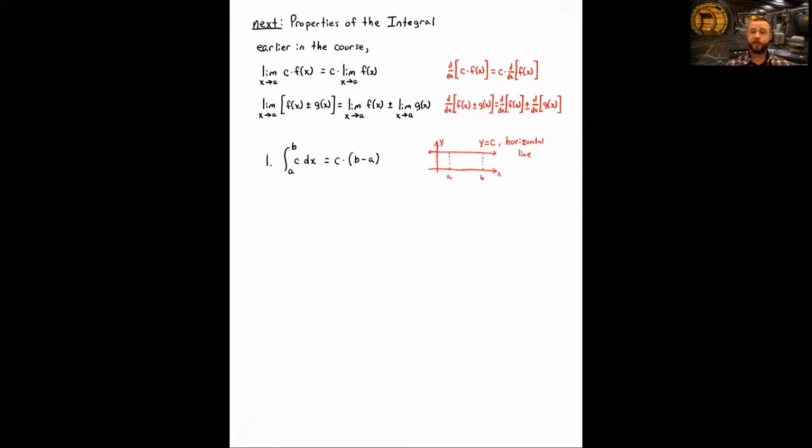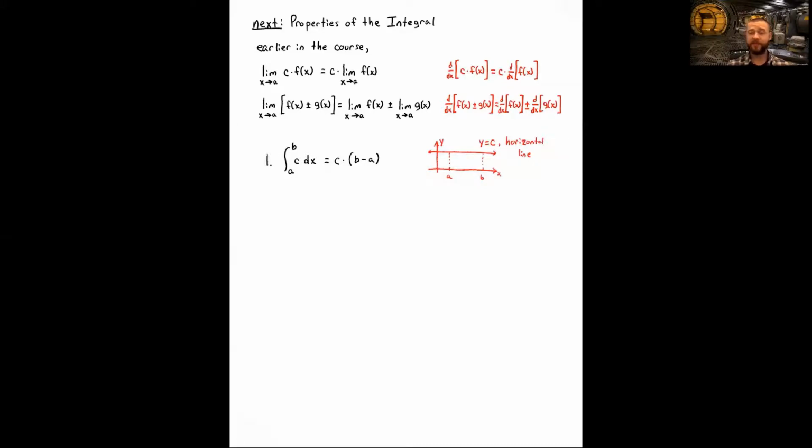All right, the first one here is rather simple. It basically says if we have the integral of a constant function, so the f of x here is a constant c, then we can interpret this definite integral as a simple rectangular area. The height c times the length b minus a. Now, why does this make sense?